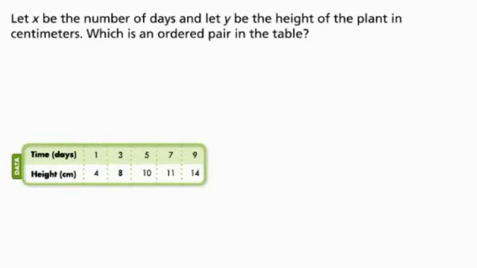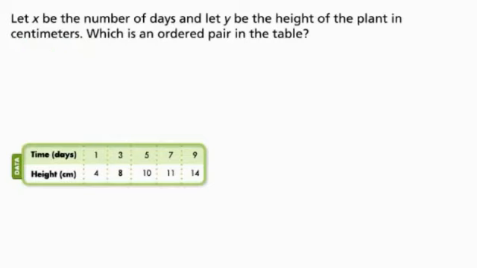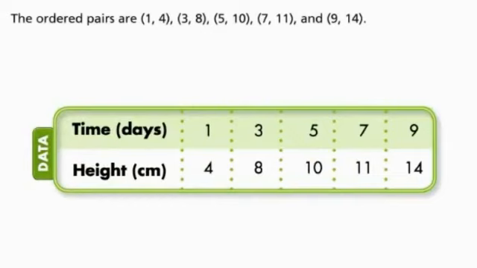Let x be the number of days, and let y be the height of the plant in centimeters. Which is an ordered pair in the table? Select your answer. The ordered pairs are (1, 4), (3, 8), (5, 10), (7, 11), and (9, 14).